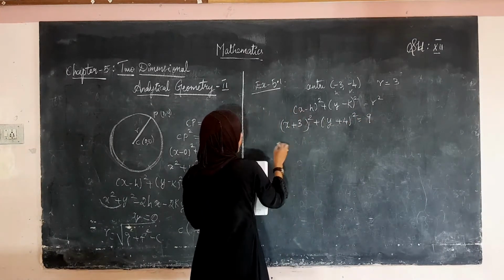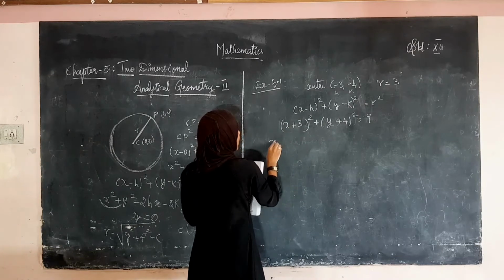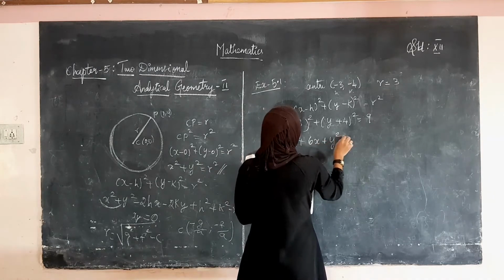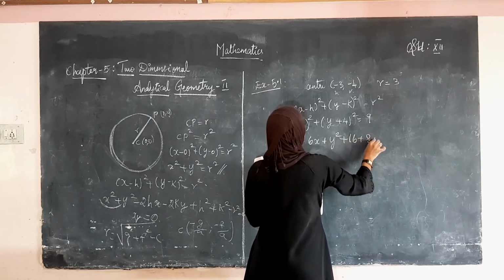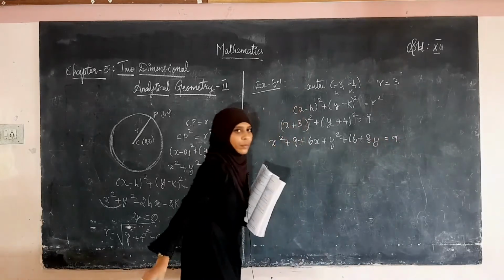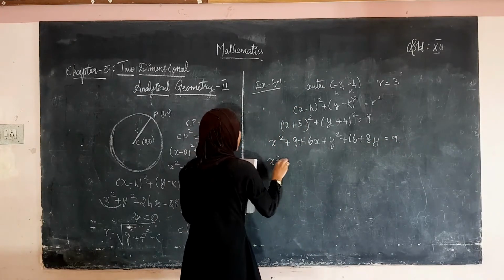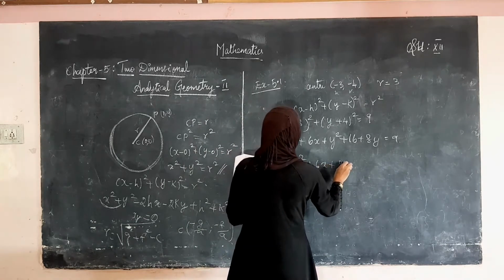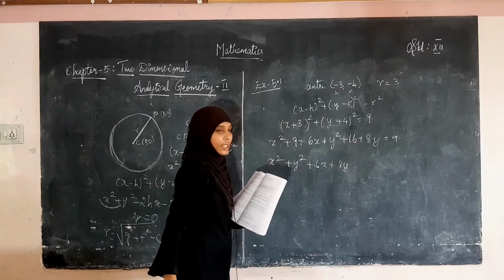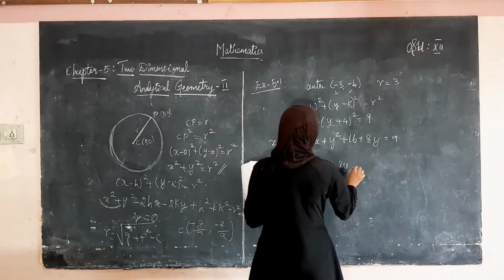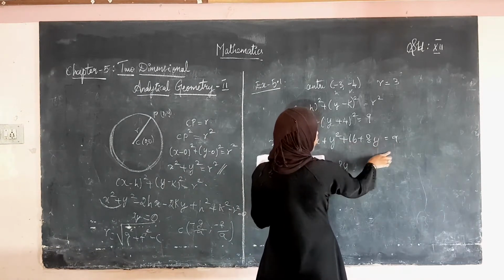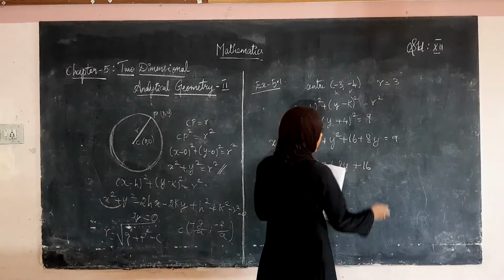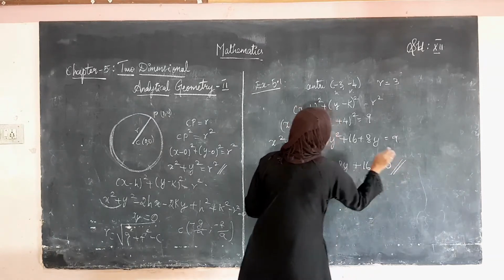So x plus 3 the whole square. Now simplify this. x square plus 9 plus 6x plus y square plus 16 plus 8y is equal to 9. Okay, so x square plus y square plus 6x plus 8y, 16 plus 9 is 25. So 25 and then minus 9. So what do you get? Plus 16. 25 minus 9 is plus 16 equal to 0. This is the required equation of the circle.